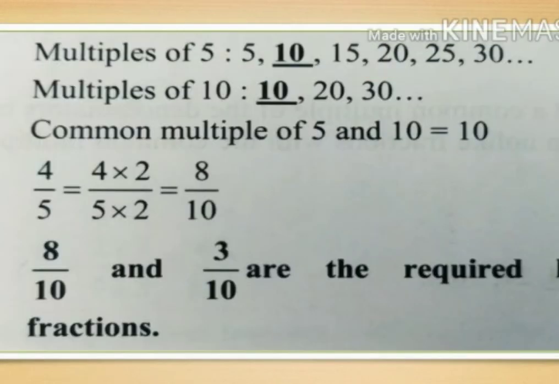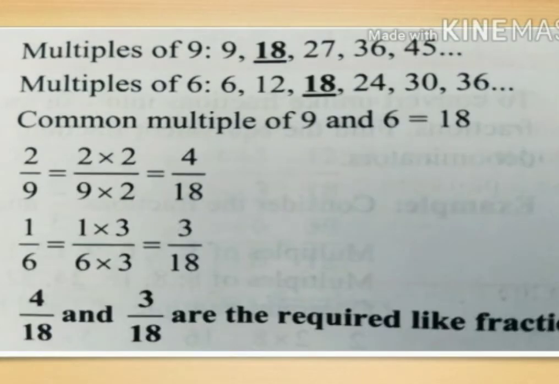Question number 3. 4 upon 5 and 3 upon 10. Multiples of 5 are 5, 10, 15, 20, 25, 30 and so on. Multiples of 10 are 10, 20, 30, 40, 50 and so on. Now common multiple of 5 and 10 is 10. So take 10 to make the denominators equal. Take first fraction 4 upon 5 is equal to 4 into 2 which is 8 and 5 into 2 which is 10. Therefore 8 upon 10 and 3 upon 10 are the required like fractions.